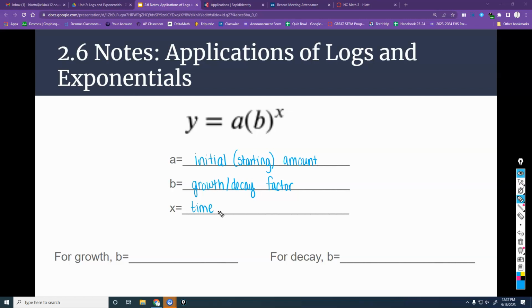So, all right. If we have growth, the b value is going to be 1 plus our growth rate as a decimal. If we have decay, it's going to be 1 minus the decay rate, also as a decimal.